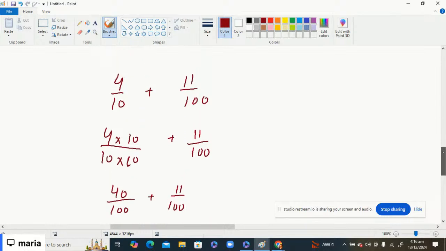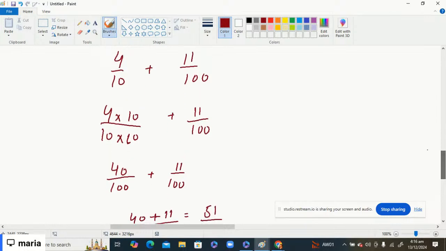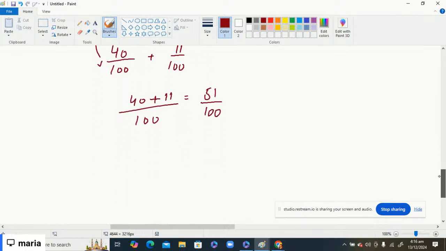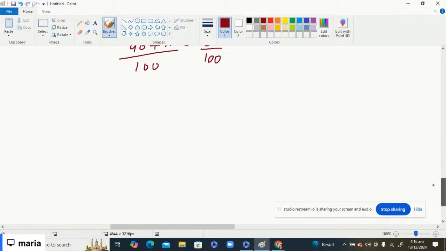Understand this thing? First of all, we make the denominators equal. How do the denominators become equal? We are making this 10 into 100. How does it become 100? Just multiplying and dividing by the same digit. We multiply and divide by 10 on both the top as well as the bottom. In this way we are getting the answer.